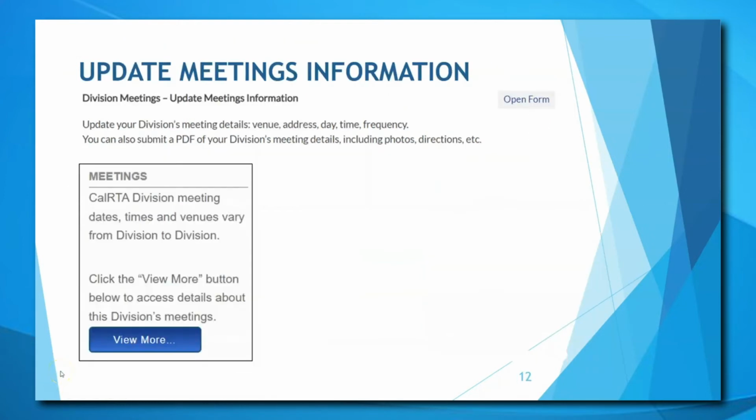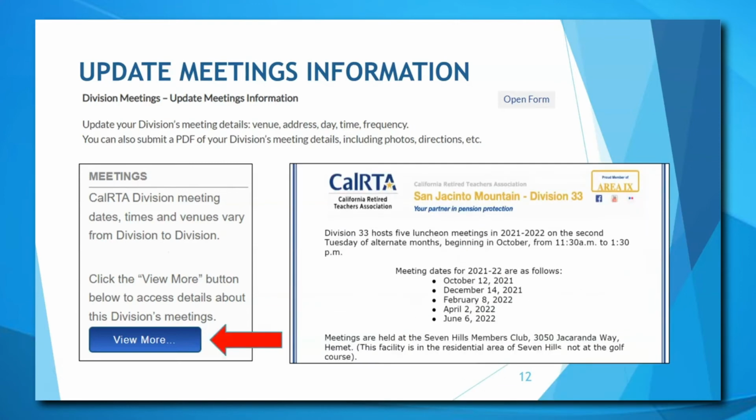Now, to make any updates to the times, dates, and venue of your division membership luncheons and your board meetings, you use the Division Meetings Update form. Now, this meeting information can be accessed by clicking on the View More button. What pops up is a PDF with meeting information that you have previously provided to the CalRTA business office. But this info is generally pretty basic and possibly even out of date now, so it may need updating.